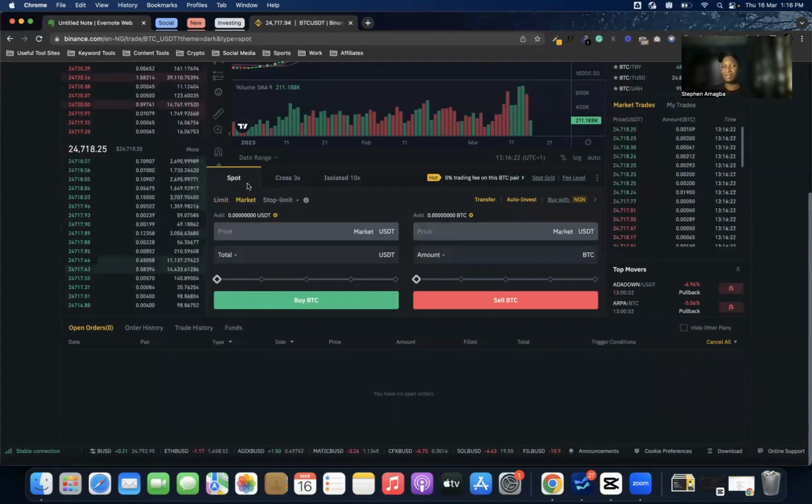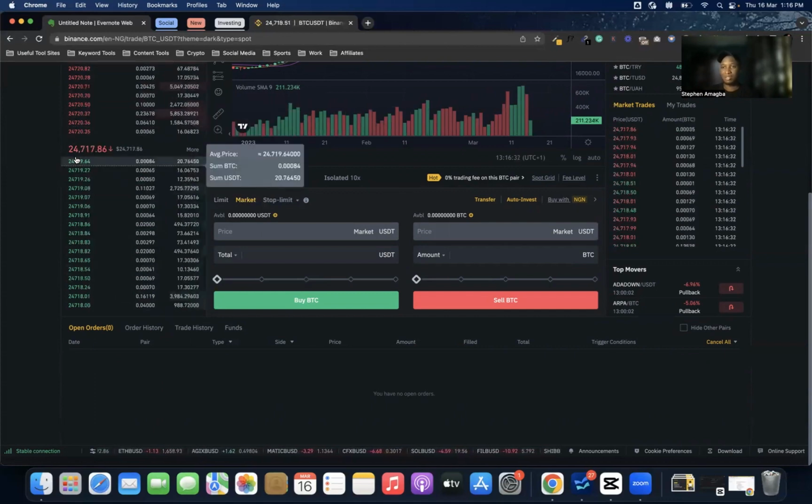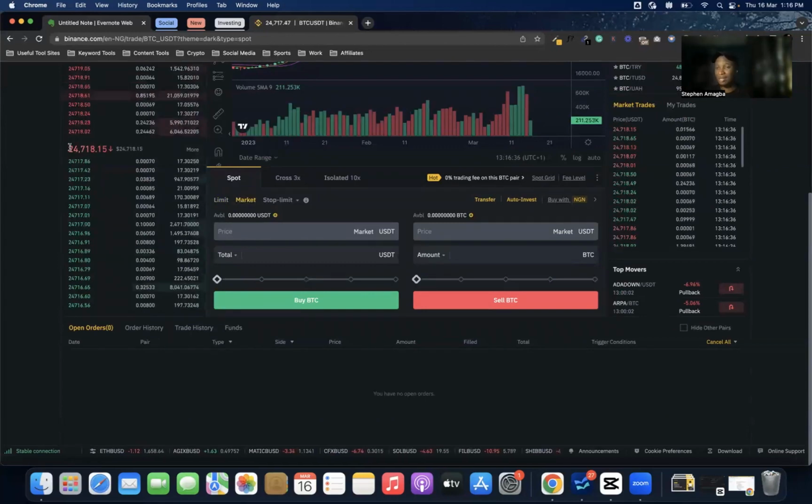Whereas market orders execute instantly. You're telling the market, I want the best available price right now. I want this order to be executed now. I don't care what the price is, I just want it executed now at the best possible price. When you click that, it's going to execute your trade at the current price it can get in the market.